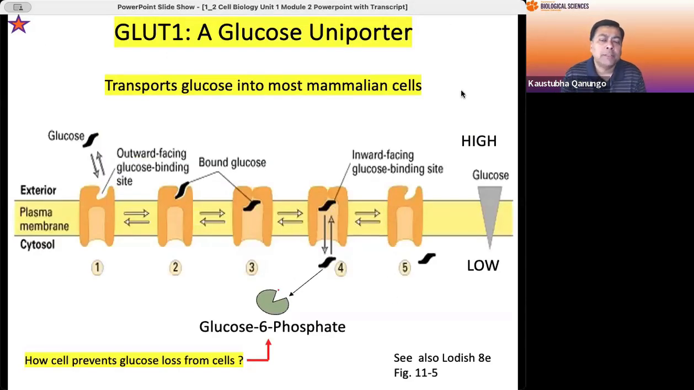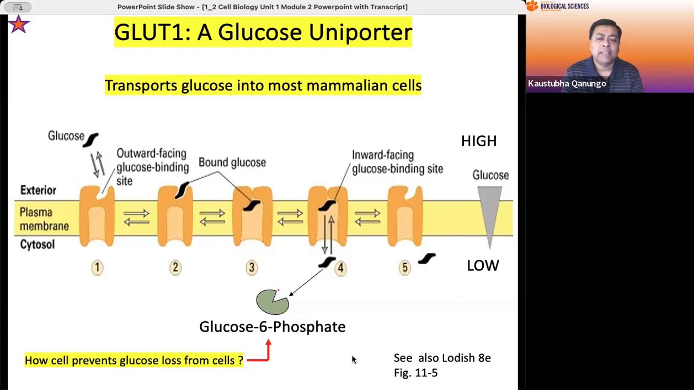Here is an important slide that we will use: this is a uniport, and this moves glucose molecules. And there are many different types of GLUT transporter. There are actually 14 different mammalian types that have been discovered, and they have different distributions. So GLUT1 is one of the most common ones that transports glucose into most mammalian cells. What happens is glucose binds to the exterior surface, and then it changes the shape of the molecule and delivers it inside. So glucose comes from the high concentration outside to the low concentration inside.